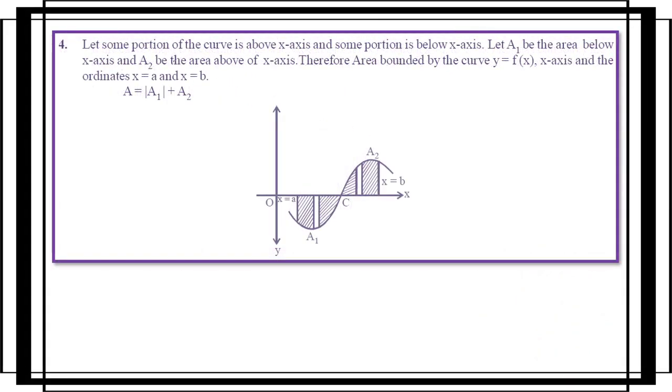Another point, let some portion of the curve be below the x-axis like this part and some portion above the x-axis, right? Then what we do, let them be A1 and A2. If we apply the limit straight from a to b, if this is a and this is b, then it will give us the algebraic sum of these areas. A1 will be negative definitely. In this case, we will get A2 minus A1, or we can say it will give us the algebraic sum, meaning minus A1 plus A2.